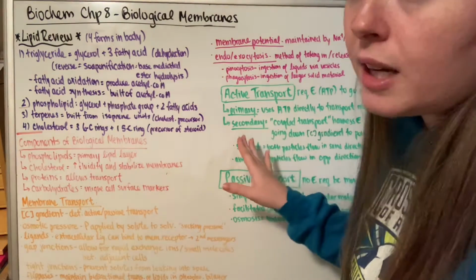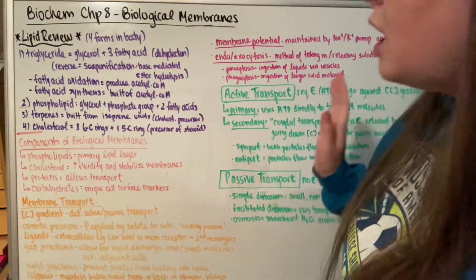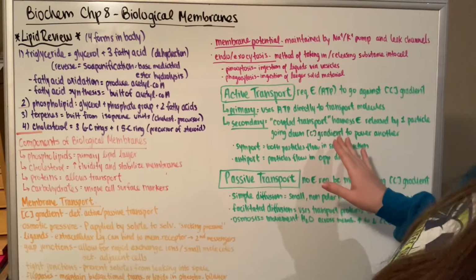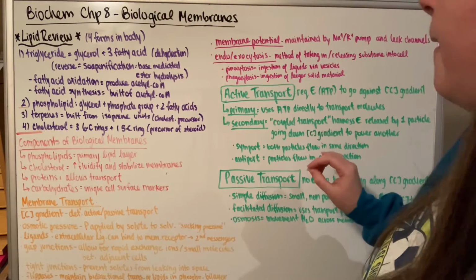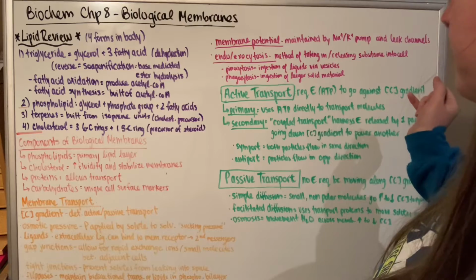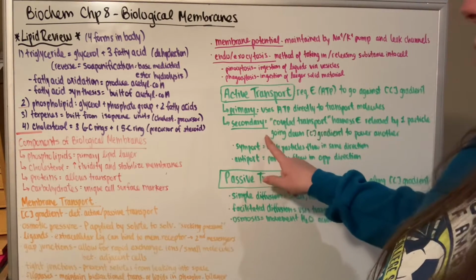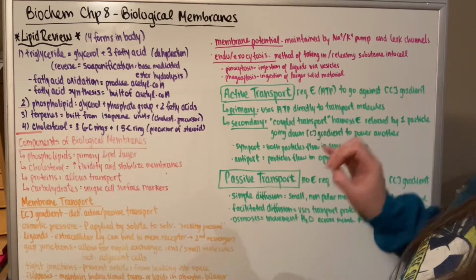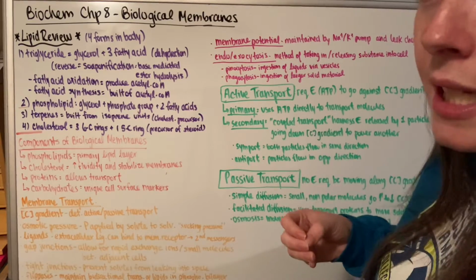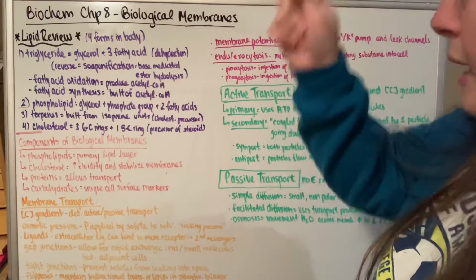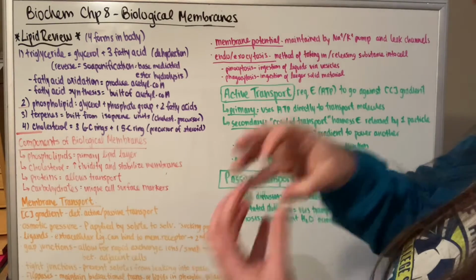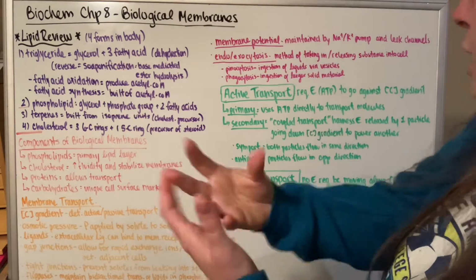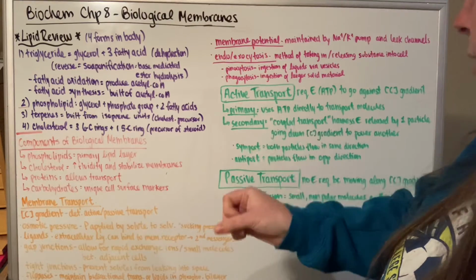And so you have primary active transport and secondary active transport. Primary active transport directly uses ATP to transport molecules. And secondary active transport uses coupled transport to harness energy released by one particle going down its concentration gradient, and the energy that is harnessed by that is used to power another.